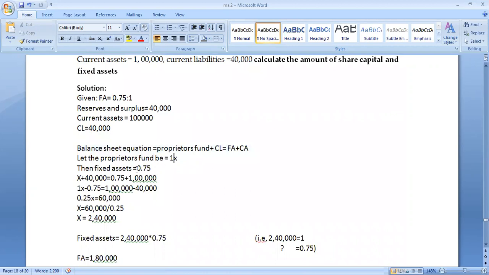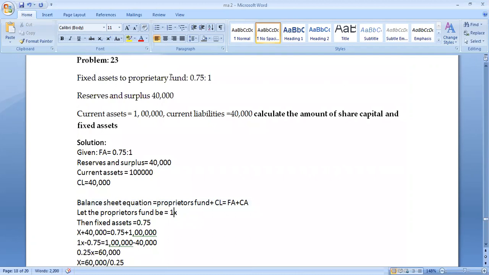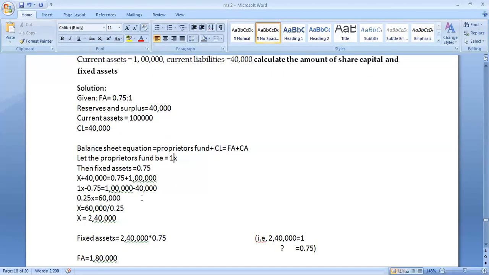Then fixed assets is 0.75. So fixed assets goes with the value 0.75. Here there is a fixed assets to proprietary fund ratio which is already given, which is called 0.75. So apply the same equation. Proprietary fund is X or 1X plus 40,000, the current liability which is given in the question, equals fixed assets. Fixed assets is the ratio 0.75 and 1 lakh.